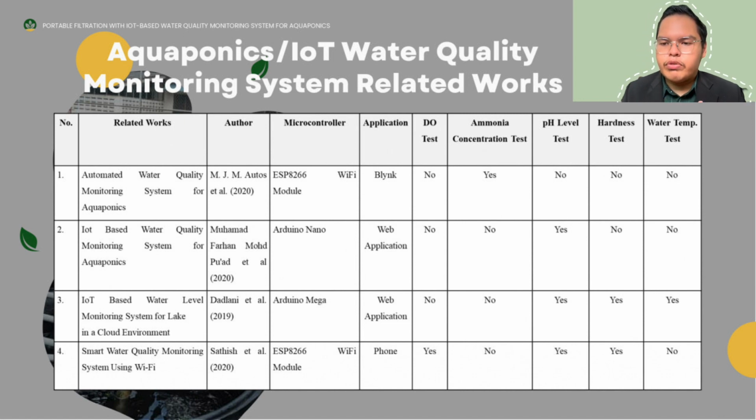The third one is the IoT-based water level monitoring system for a lake in a cloud environment by Datlani et al., 2019. She used the Arduino Mega as the microcontroller, also with a web application, and the device can only measure the pH level, hardness, and water temperature. For the smart water quality monitoring system using Wi-Fi by Satish et al., they use the ESP8266 Wi-Fi module and a phone application. The device can measure only the DO test, pH level, and hardness.